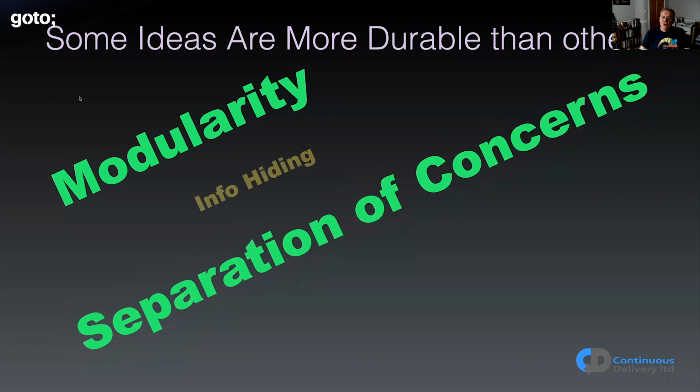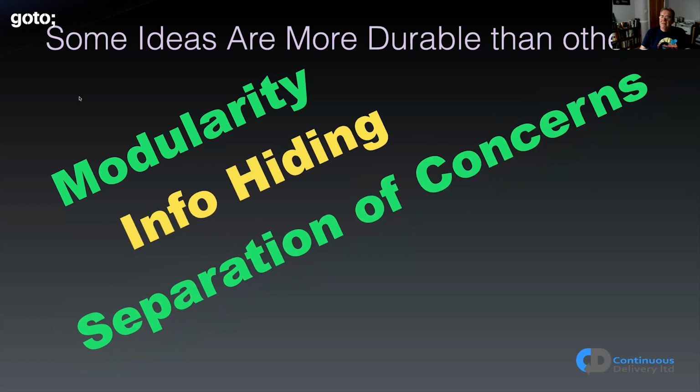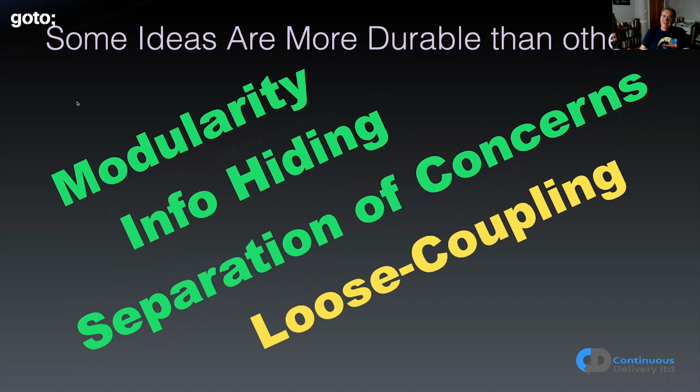Modularity allows us to draw lines and boundaries between different parts of the system, and then we can take advantage of ideas like information hiding, where we keep secrets between different parts of the system. I can make a change in one part of the system and not impact another, and that gives me freedom to move forwards with less stress.